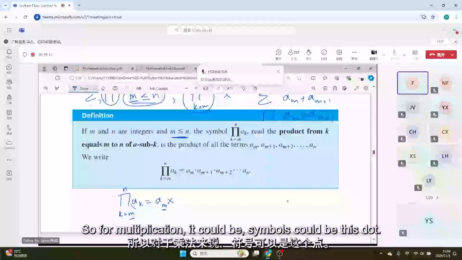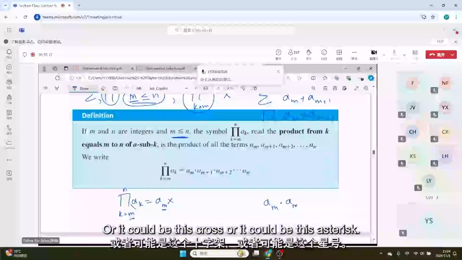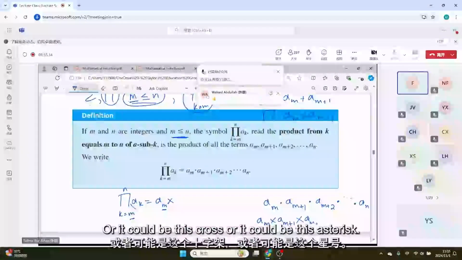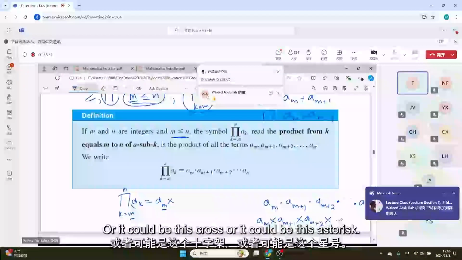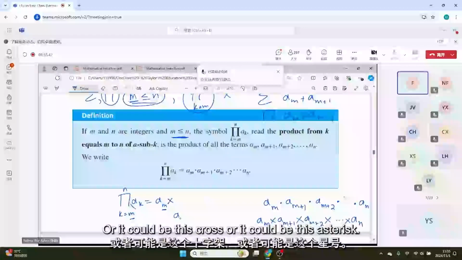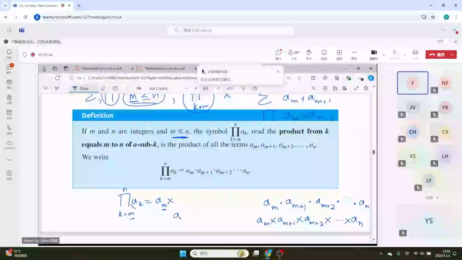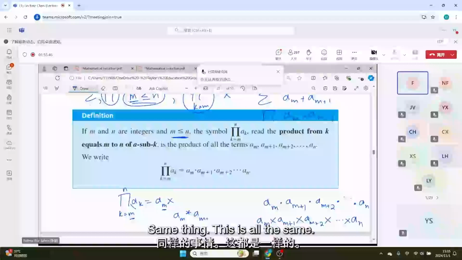For multiplication, the symbol could be this dot, or it could be this cross, or it could be this asterisk. Same thing. This is all the same.